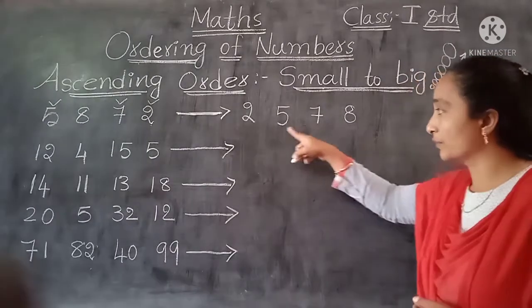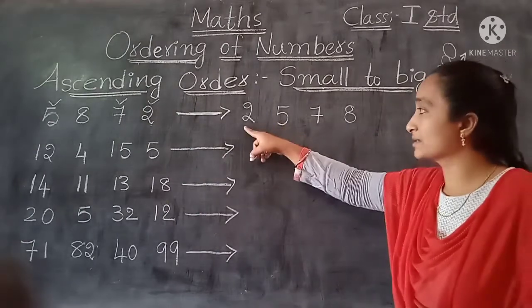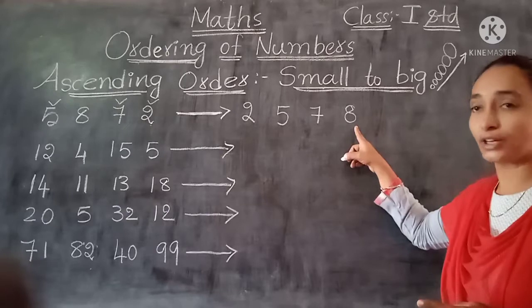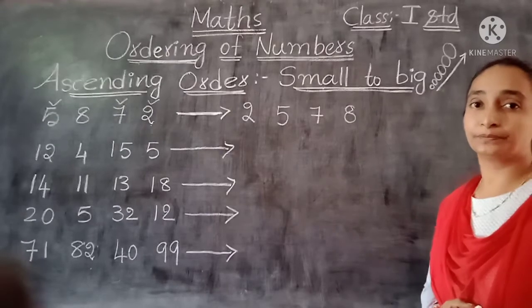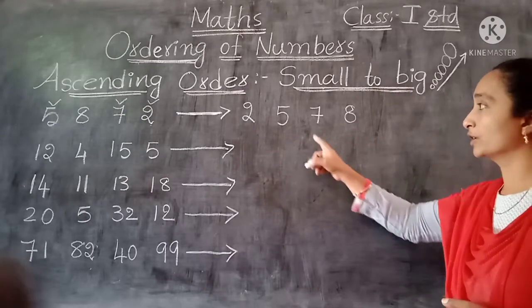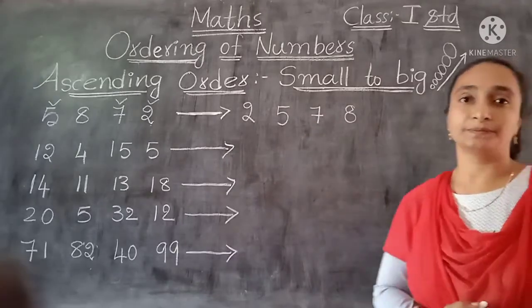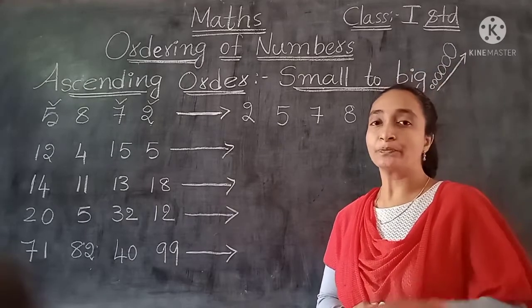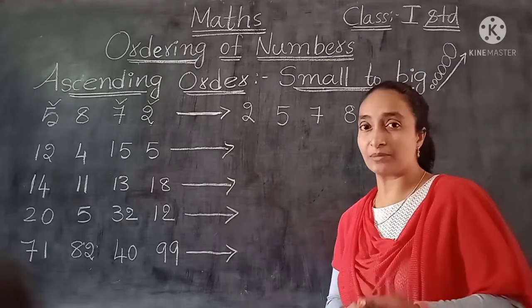Yes, this is the order from small to big. So this is the small number, next, and when it comes to the end of the order, it will get the bigger number. Okay, so small number to big number. So we have written the order 2, 5, 7, 8. So in this way we have to write the ascending order. Okay, so let us do, children, with some more examples here.